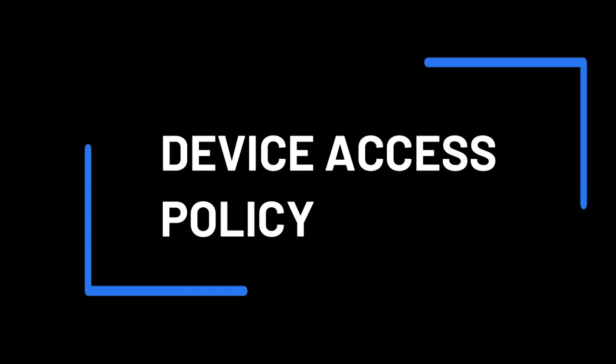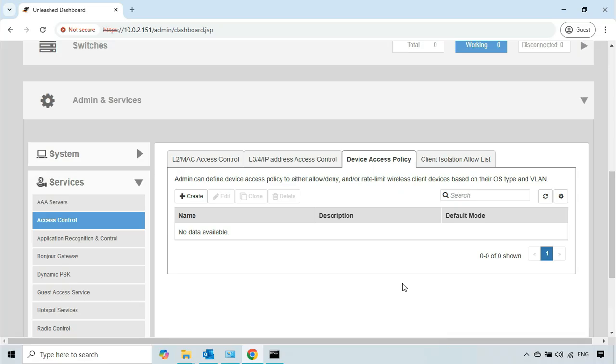Device Access Policy. Next ACL is the Device Access Policy lists. Here, we can define or create access control lists to either allow or deny clients based on their operating system types and VLANs. We can define the bandwidth limits, upload and download limits for the allowed clients.